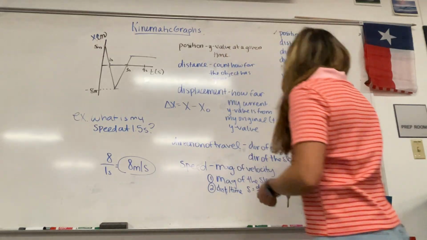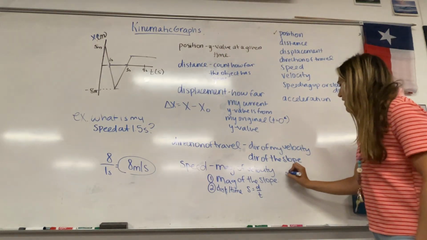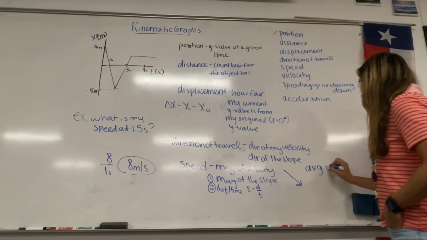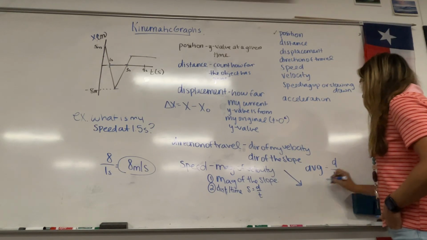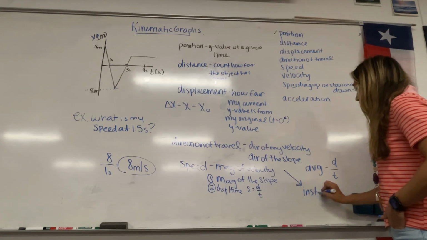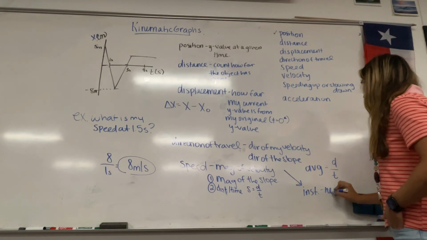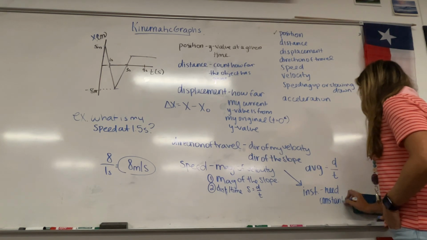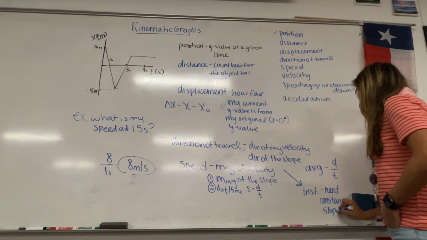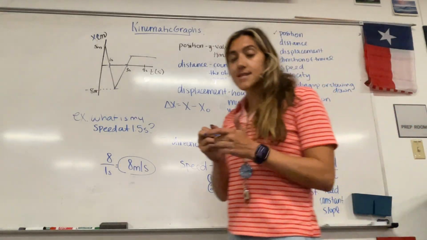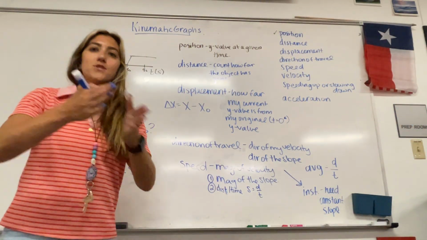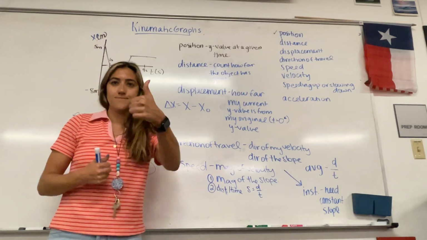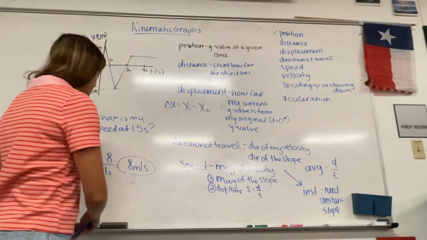So I'm going to make a note over here. This will apply to velocity as well. Average speed is distance over time. Instantaneous, I need a constant slope. If I have a constant slope, then I know what the slope was the whole time. So at every second along the way, I know what it was. Awesome. All right.